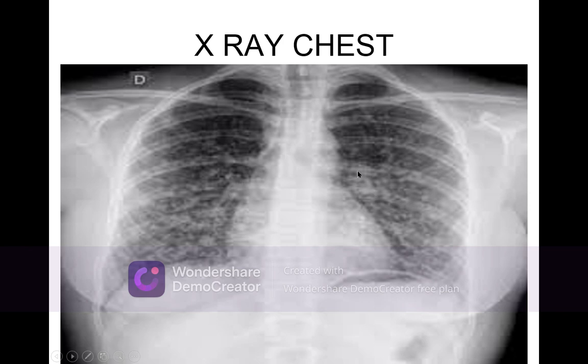The hilar nodes are prominent, not enlarged. So there are mixed micronodular and macronodular opacities, increasing from above downwards. This is called the towering sign. Look at the tower: the upper part is very clear, the light is going on, and as you go down it is darkening and darkening.